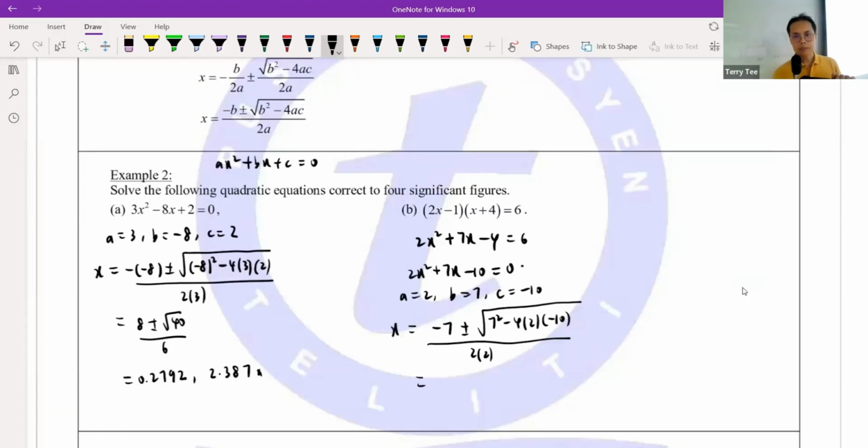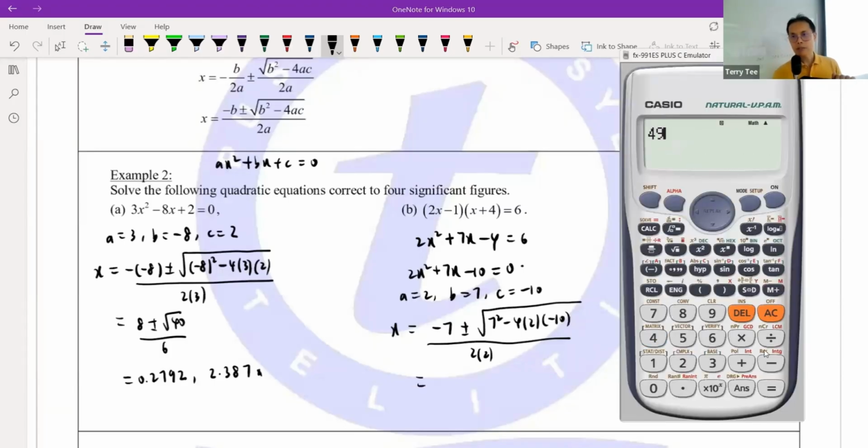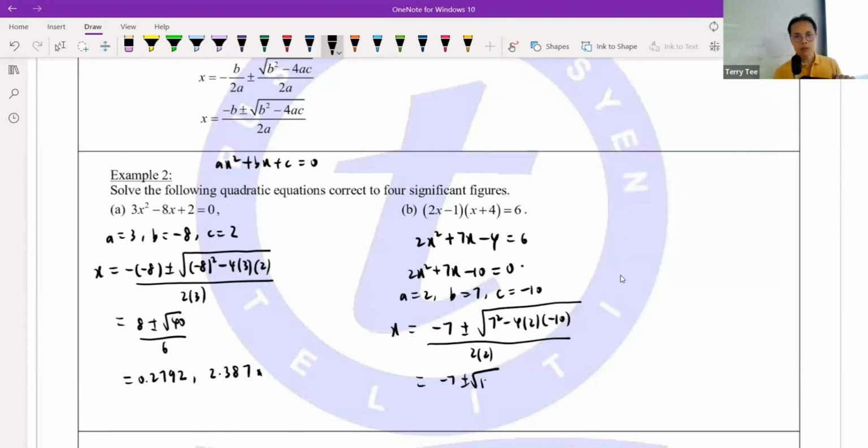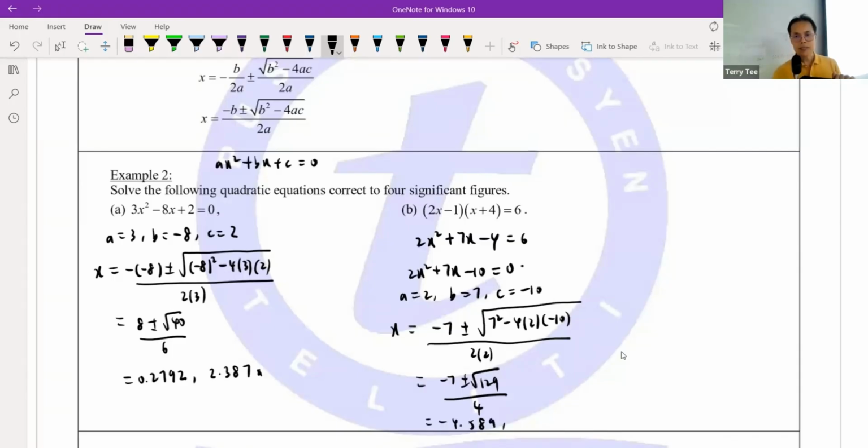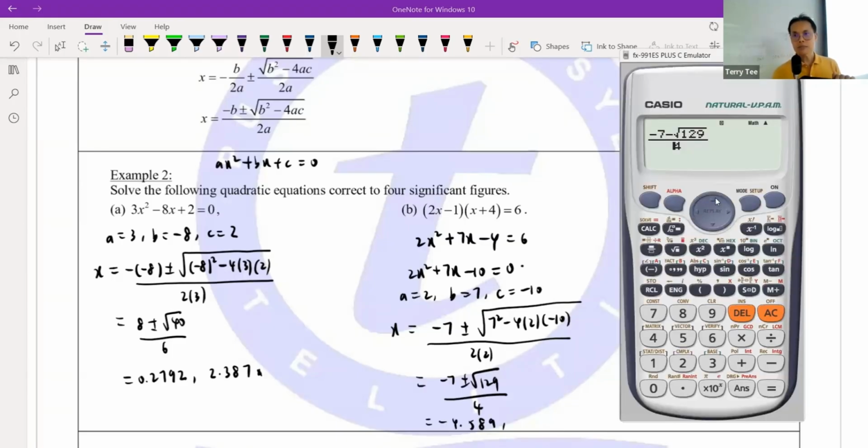Use the formula: minus B plus minus square root of B squared minus 4AC, over 2A. In this case, what would you get? 7 squared is 49, right? Minus 4 times 2 times -10. Square root 129. I'll just write -7 plus minus square root 129, divided by 4. Use your calculator. -7 minus square root 129 divided by 4. What would you get? -4.589 is your first answer. For your second answer, just change the minus to plus, and you will get 1.089.